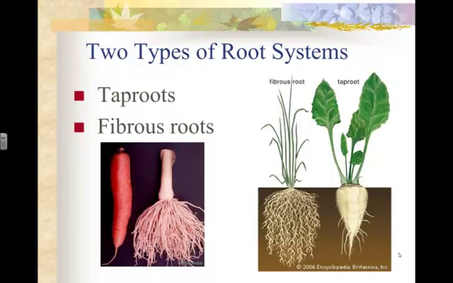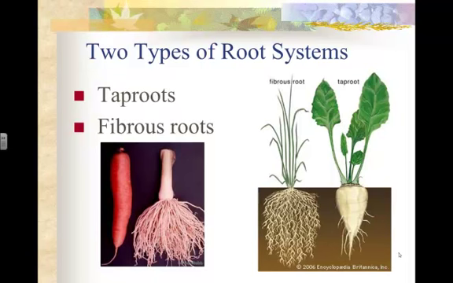Now, does a taproot just have that one main root? No, they have a lot of secondary roots and so forth coming off of it, but they have one main root, or it could actually be 1 to 3. It doesn't have to be just one. But a carrot is a good example that we like to use for the taproot, and grass is a good example of the fibrous root.